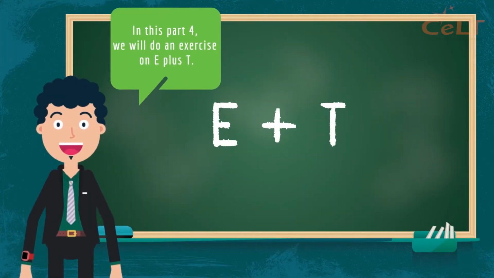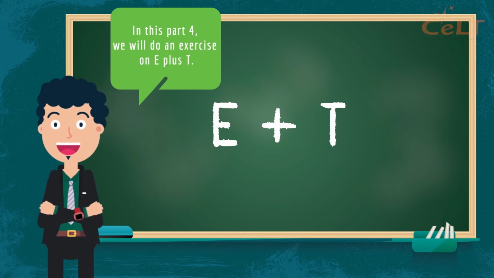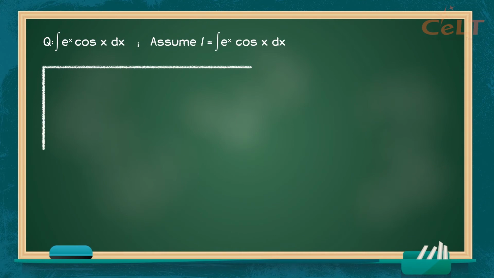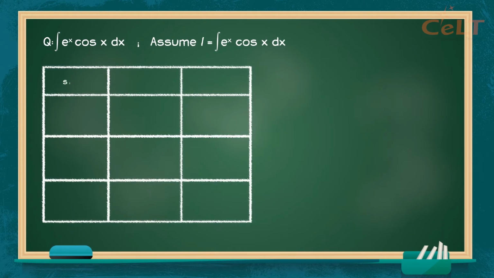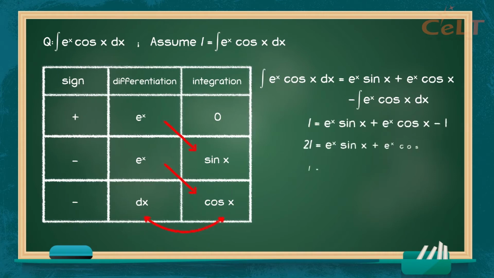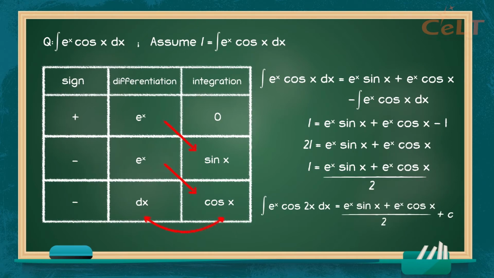In this part 4, we will do an exercise on E plus T. First, again, you have to do a table that includes 3 columns: sign, differentiation, and integration. Put a plus sign first and follow by minus sign. This sign will continuously alternate until the differentiation and integration are the same as the question. We choose e as differential part because E is first before T. Remember, LIPET principle. Then we differentiate e power of x and integrate cos x until same as question.